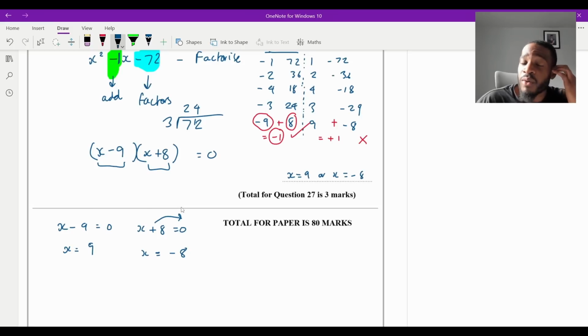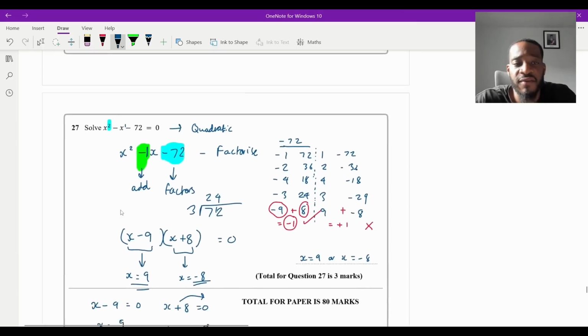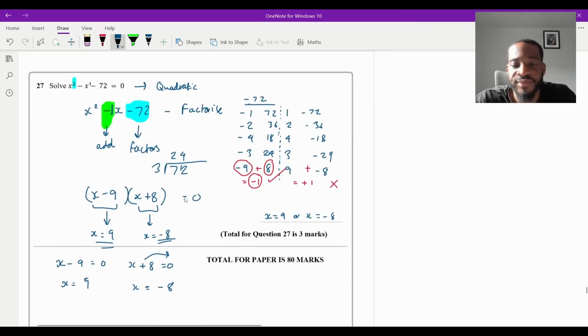And another thing as well is, for your exam anyway, these are the type of quadratics you will get. Once you get to this step, just literally flip the signs. x equals positive 9, x equals minus 8. And that is it. You can do that as well. And yeah, that's it. That's question 27. And that is the paper finished.